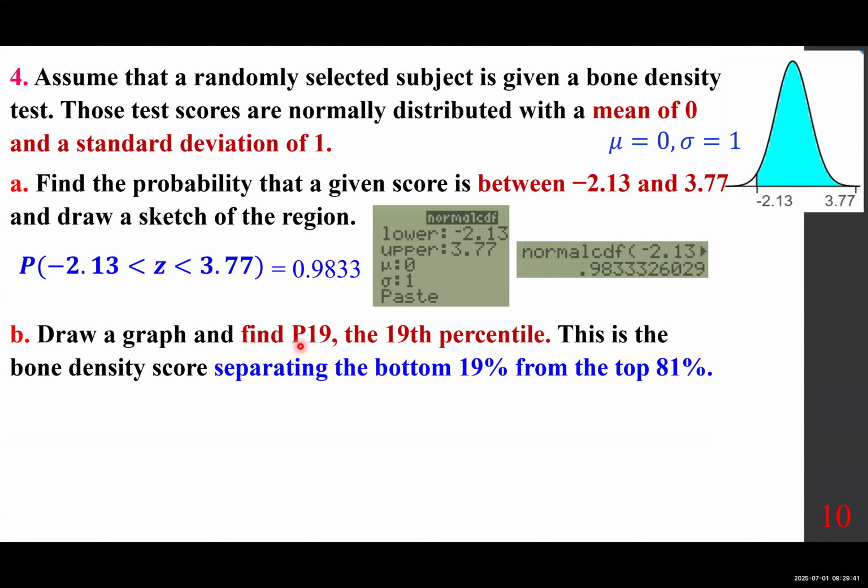Draw a graph and find P19, the 19th percentile. This is the bone density score separating the bottom 19% from the top 81%.